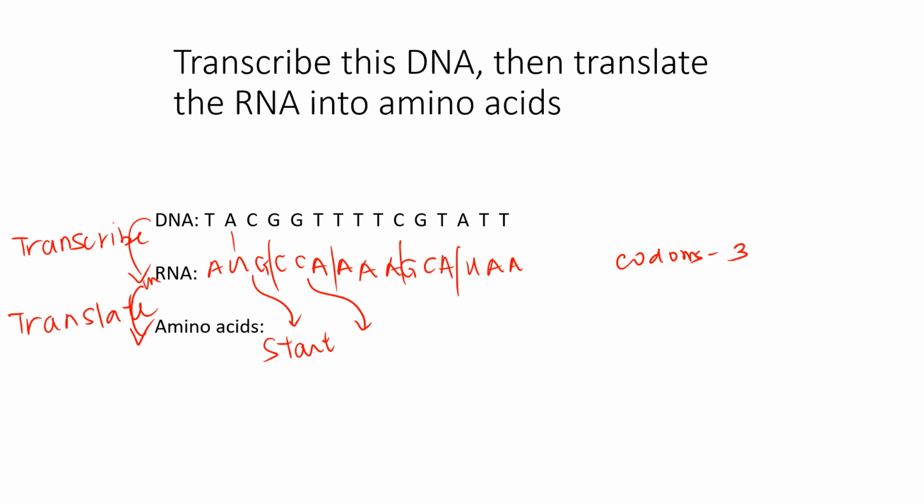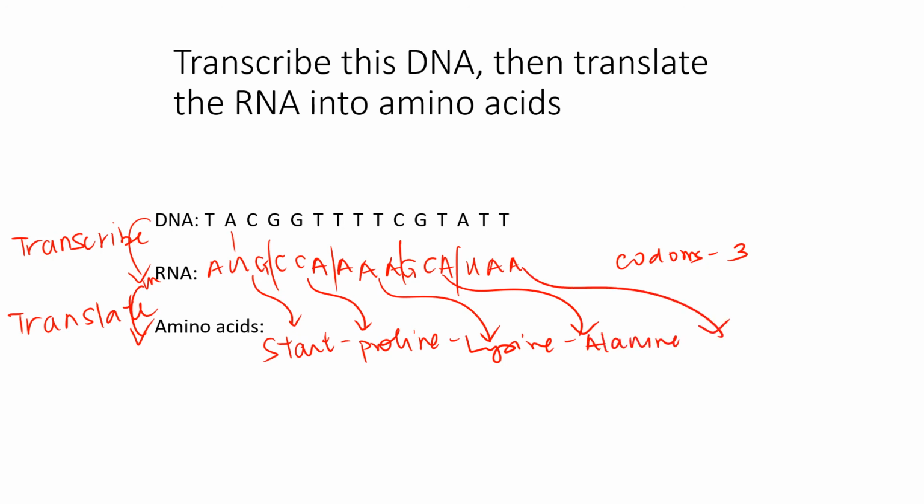Next, let's take a look at CCA. That one looks like proline. The next one is AAA. That one looks like lysine. GCA is our next one. That looks like alanine. And then finally, UAA is one of 3 stop codons. And that tells the tRNA molecule stop making the protein here at this point.